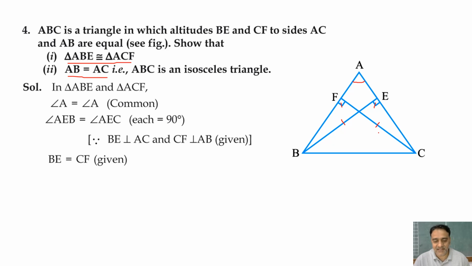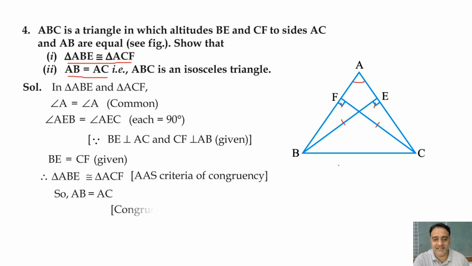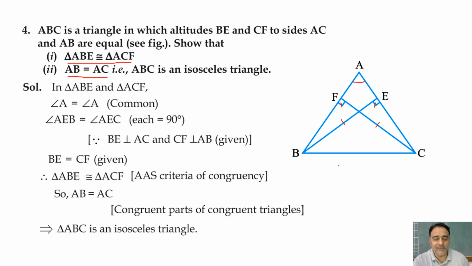Okay, so these two triangles are congruent by which criteria? Angle side. Right, very good. AAS congruence rule. So AB is equal to AC by CPCT. So this will imply triangle ABC is an isosceles triangle. Any doubt? No, sir. Okay. So now we'll see the next question.